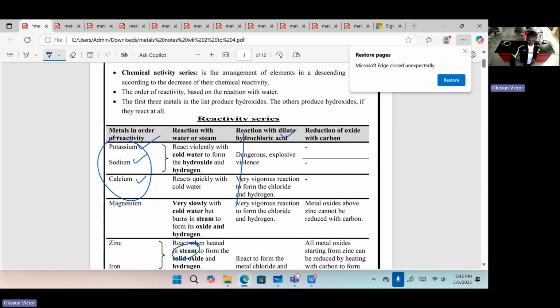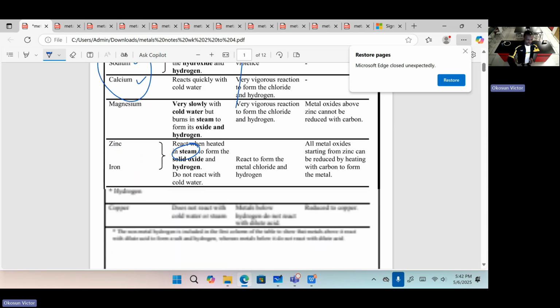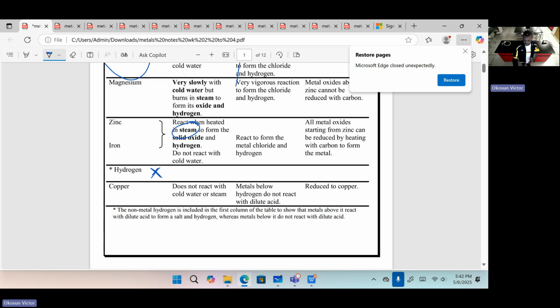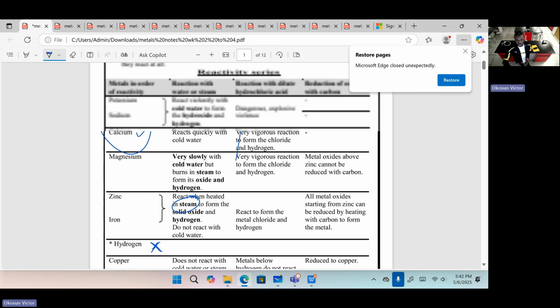Now, reaction with acid. All these metals will react with acid except metals below hydrogen. Metals below hydrogen do not react with dilute acid, except if the acid is concentrated. But all metals above hydrogen react with acid, either explosively or moderately and so on.